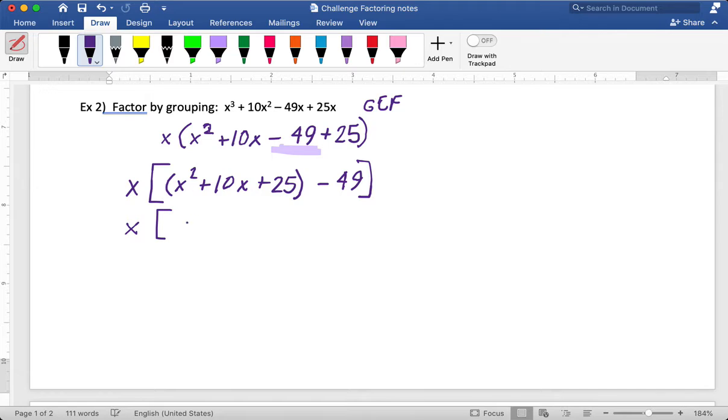All right, so I'm going to factor the perfect square trinomial. Square root of that is x. Square root of that is 5. Numbers that multiply to 25 that add to 10 are 5 and 5. The signs are the same. They're both positive. So this is an x plus 5 quantity squared. Subtract. I'm going to rewrite 49 as 7 squared with the squaring on the outside. Guess I should have made a bracket.